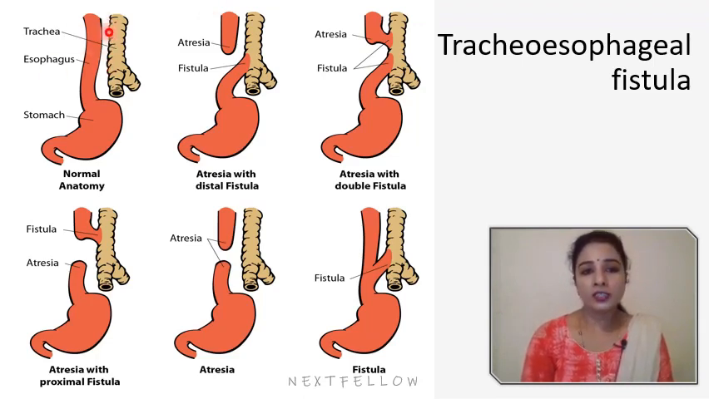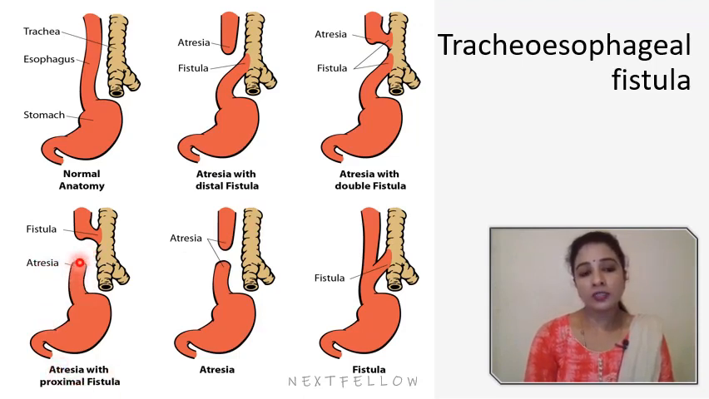In the first image we can see a normal anatomy, with the esophagus in front and the laryngotracheal groove, which is the trachea and lung buds, posterior. In the second image we can see the esophagus communicates with the trachea, forming a fistula here, and the cranial part of the esophagus undergoes atresia. Here the fistula and atresia, and also the communication of both proximal and distal parts of the esophagus, is the third variety, atresia with double fistula, and the next, atresia with proximal fistula.